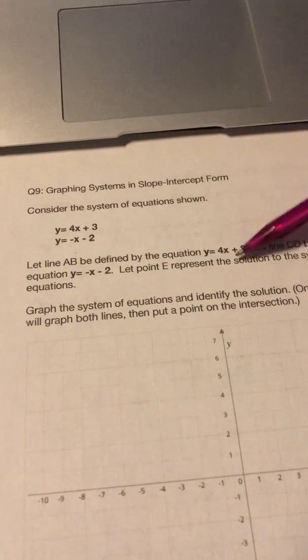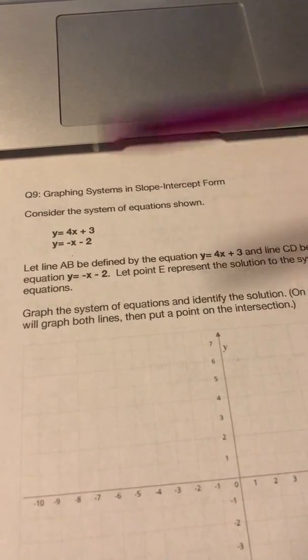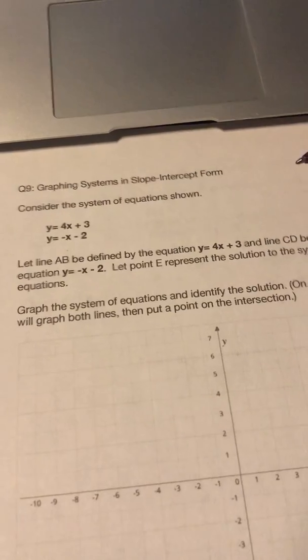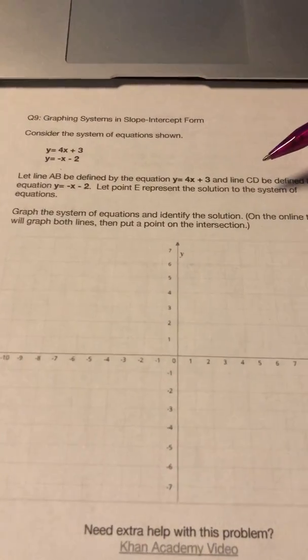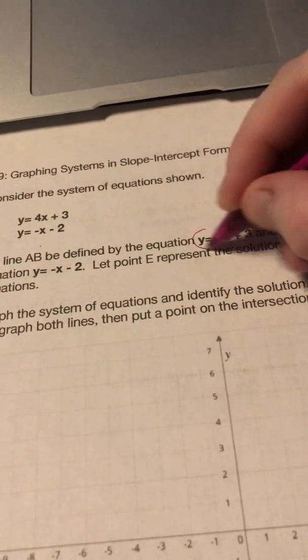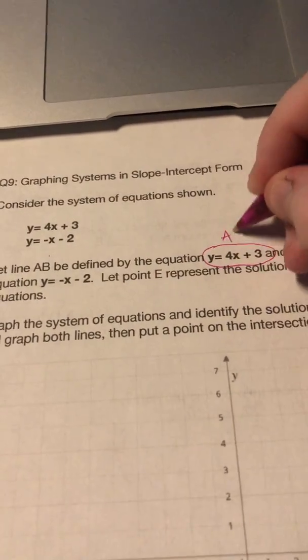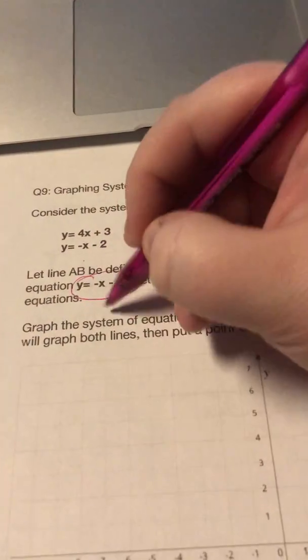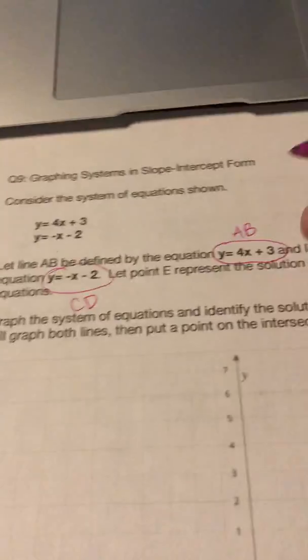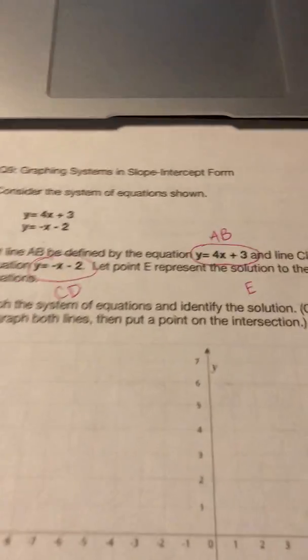Let point E represent the solution to the system of equations. Graph the system of equations and identify the solution. On the online test, you'll graph both lines and then put a point at the intersection. So basically what they're wanting you to do is graph this equation and call it AB, graph this equation, call it CD, and then put the letter E where they intersect. So that's exactly what I'm going to do.